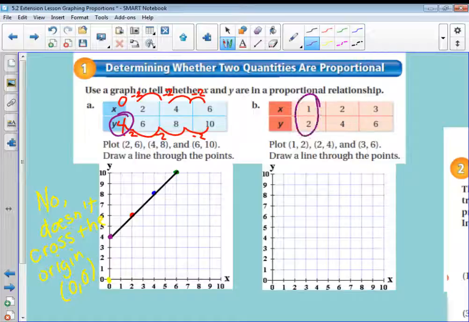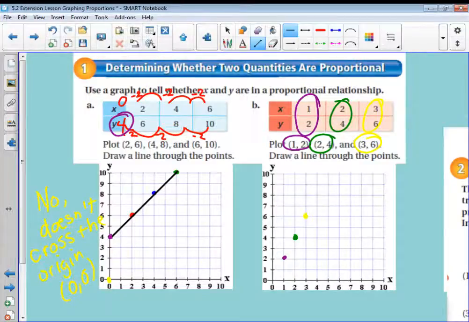Okay, so here's our first set of coordinates. 1, 2, which would look like this, left to right. Over to 1, up to 2, put my dot. Okay, the next one I have is 2, 4. So over to 2, up to 4. And the last one, 3, 6. Over to 3, up to 6. And now I'm going to go ahead and connect my points and see if it crosses through 0, 0.